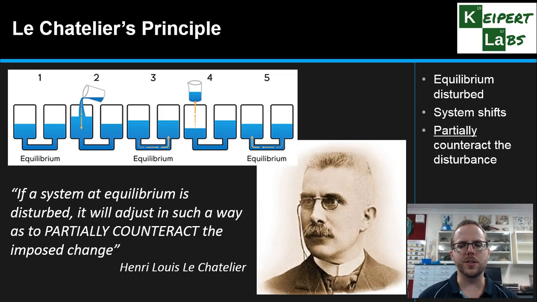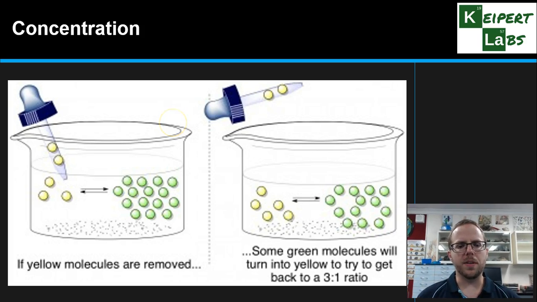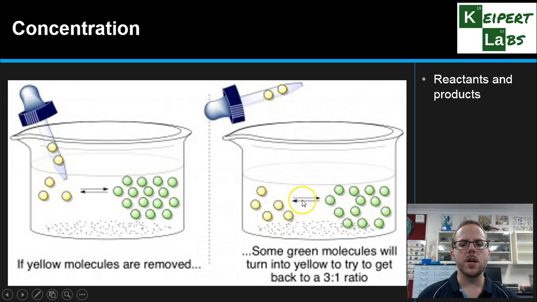So if one of those three things is changed. Start off by thinking about concentration. Let's say we've got this system that has some yellow molecules and some green molecules in equilibrium with each other, just as a model. If some yellow molecules are removed, then some of the green molecules, which they are in equilibrium with, will turn back into yellow to try and get back to this equilibrium point. So if we remove something, the shift will be to replace lost particles.